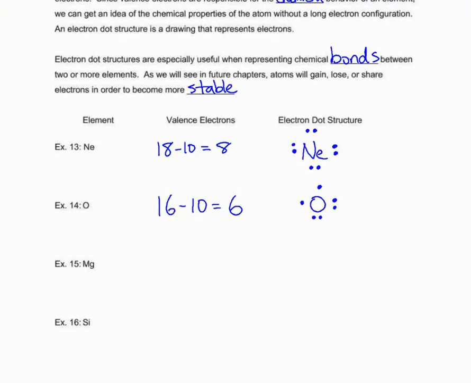Magnesium is in group 2. Group 2 elements have 2 electrons. There's no subtracting 10 here, just 2. So we start with our atomic symbol. And here's 1 electron, here's 2 electrons, and they're separated. In our orbital diagram, they're in the same box. Here they're separated. And that's just because we start and we go around the atoms in a clockwise manner.